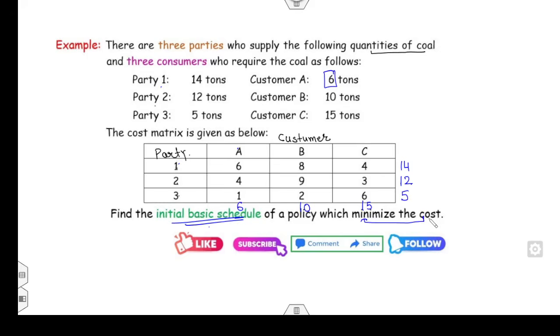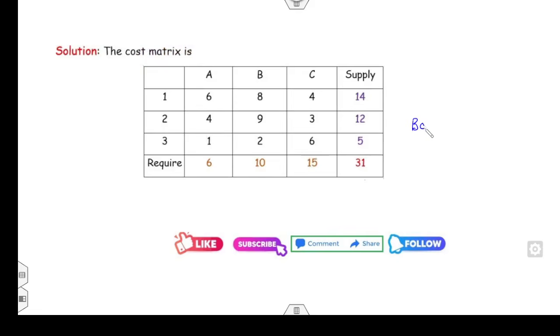Fine. So first we will check whether it's balanced or unbalanced. Clearly, the problem is a balanced problem. So we can start the allocations. What is the allocation? 6, 14, 6 and it will be 8. 10 and 8. It is 8. Remaining is 2. 2 and 12. Minimum is 2. Remaining is 10. Then 15 and 10. It's a 5. Remaining is, sorry, 5 and 10 is 10. Remaining is 5. And the last number is 5 and 5.